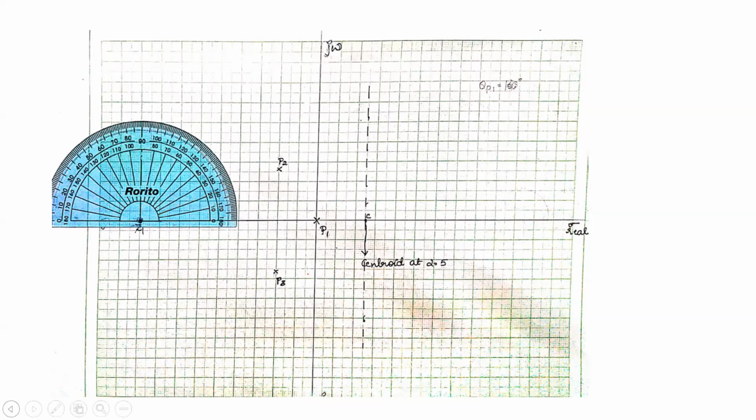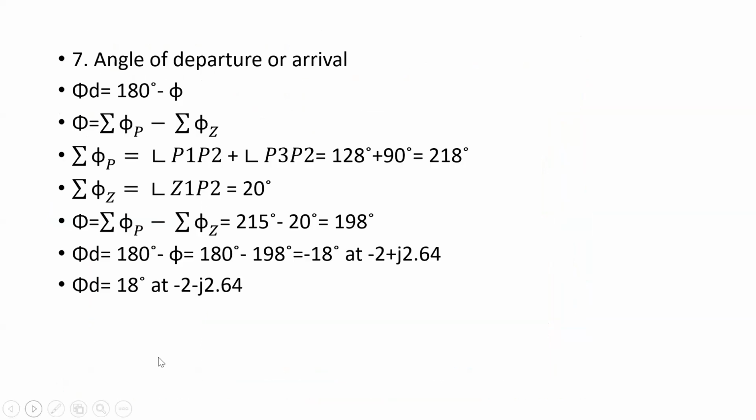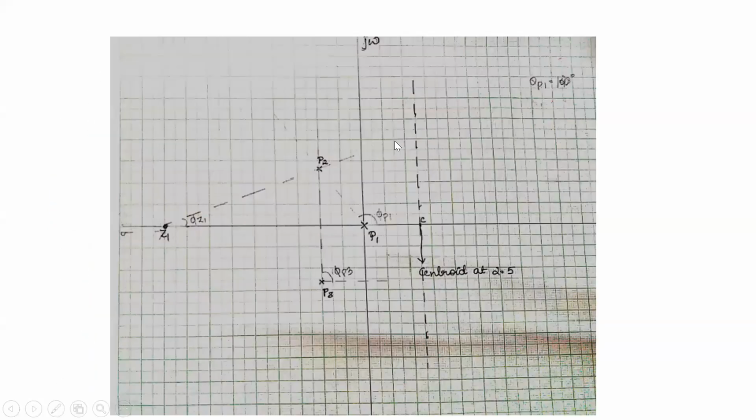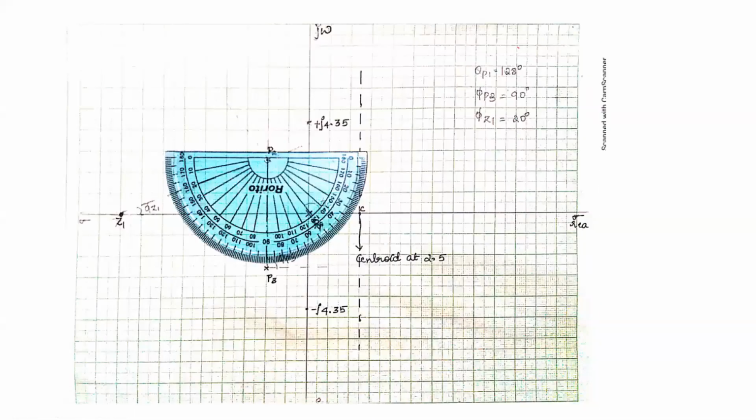Then using that, we'll have to find out the angle of this one. Then it is 180 minus 5. You get an angle of minus 18 from minus 2 plus j 2.64, and plus 18 from minus 2 minus j 2.64. Then I keep the protractor like this and mark 18. Where will 18 come? Minus 18 will come here. This is 20, and somewhere here 18 will come.